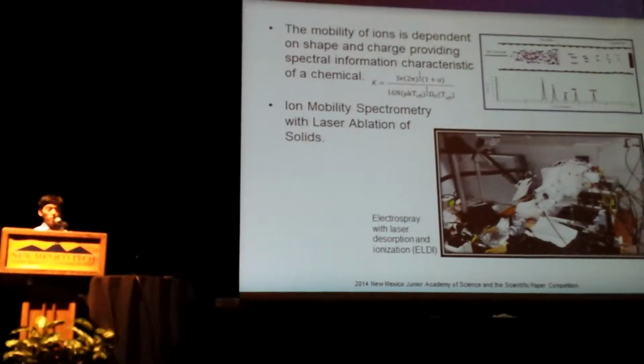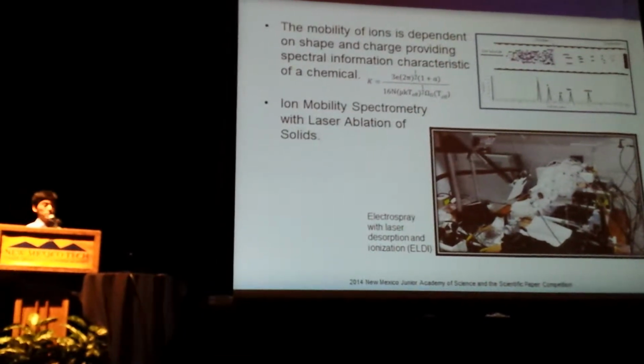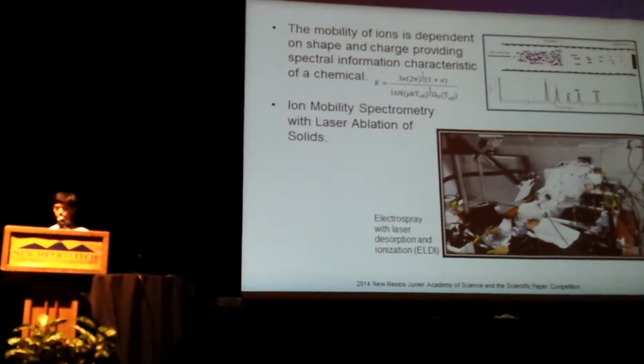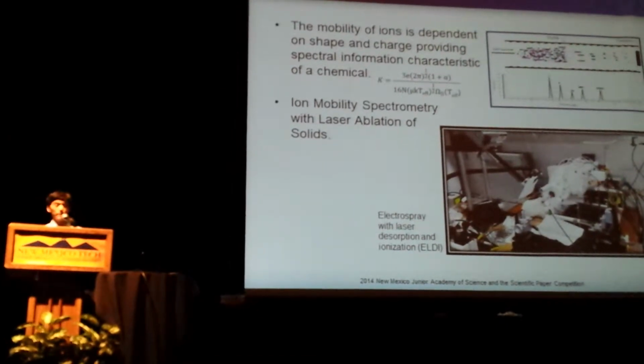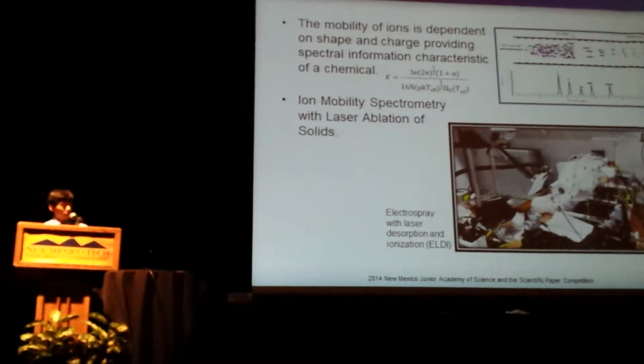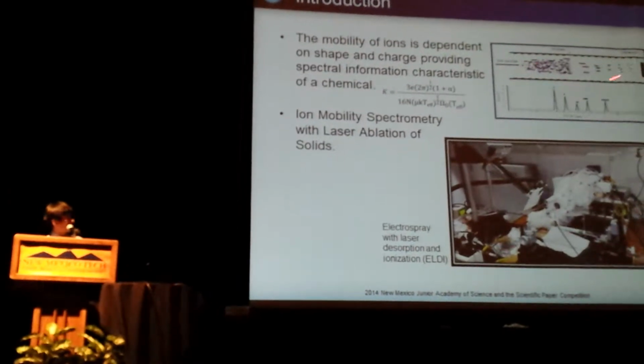The method that I chose to try to distinguish these medicines was ion mobility. Ion mobility is dependent on the ion shape and charge. It's unique for every ion. It could be described with this formula over here, but I'll describe it with this diagram.